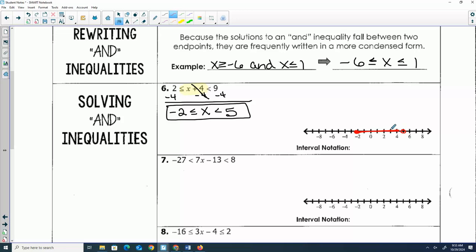A couple of you are still missing the difference between the open and the closed. Open is when there is not an equal to. Closed is when we have got the line underneath it, closed circle. If it doesn't, open circle.